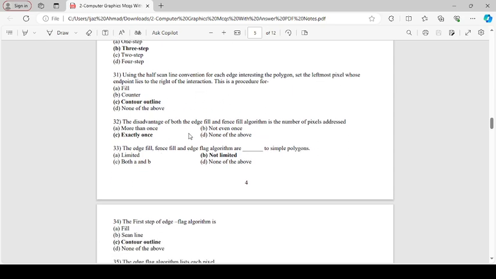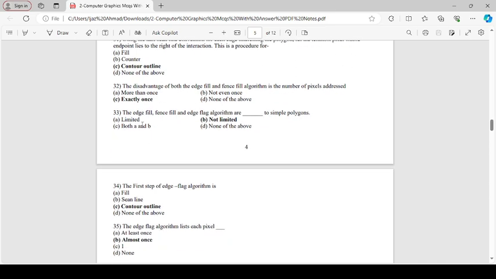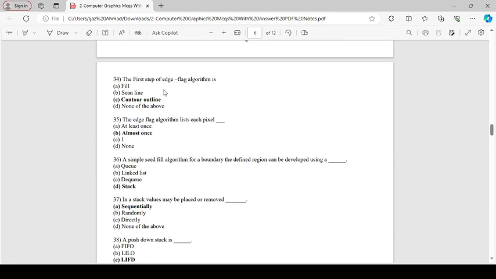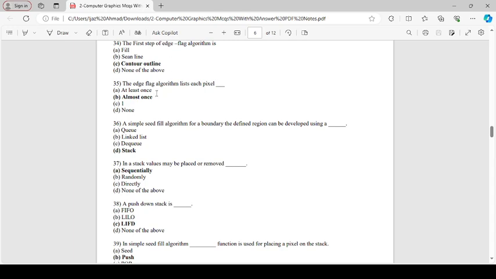The disadvantage of both the edge-fill and fence-fill algorithms is that the number of pixels addressed is more than once. The edge-fill, fence-fill, and edge-flag algorithms are not limited. The first step of the edge-flag algorithm is contour outline. The edge flag algorithm addresses each pixel almost once.